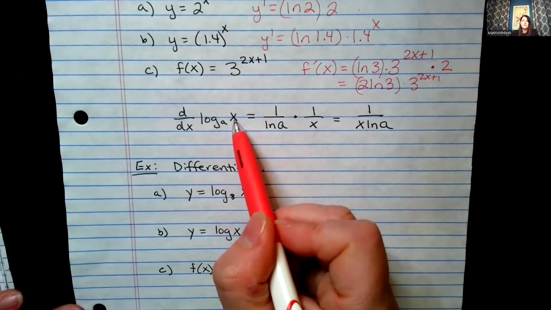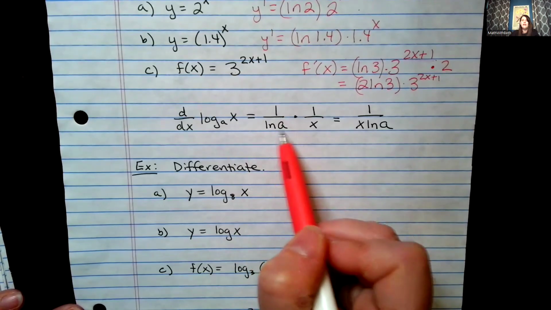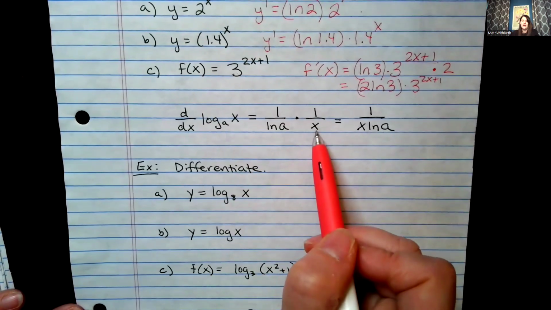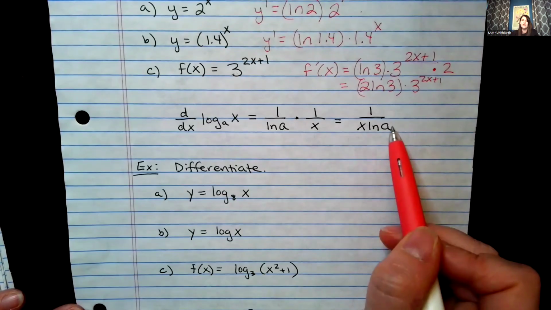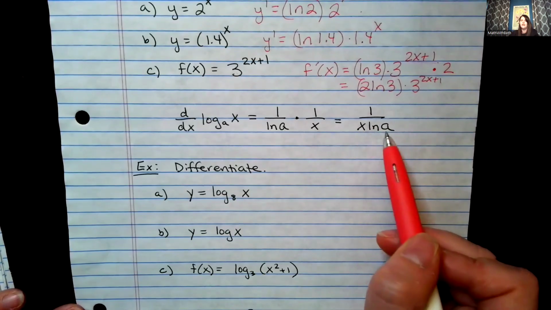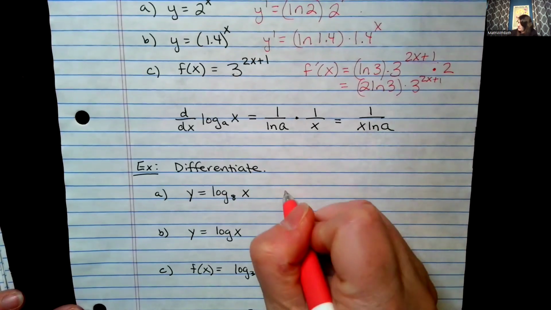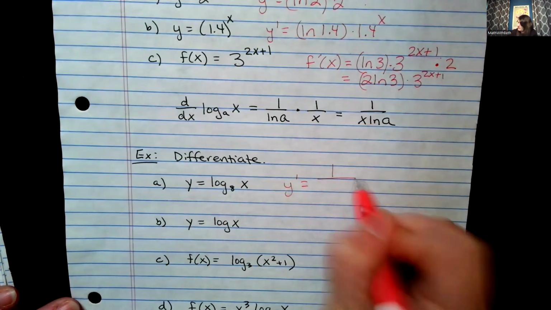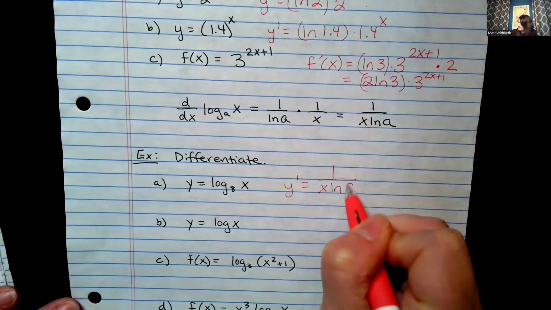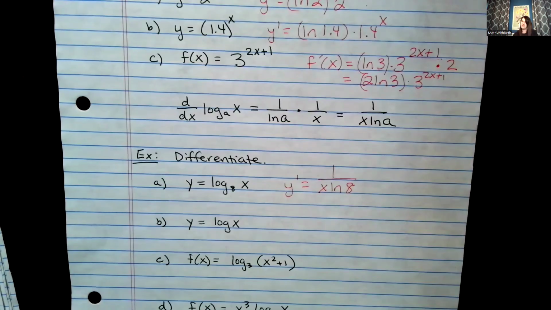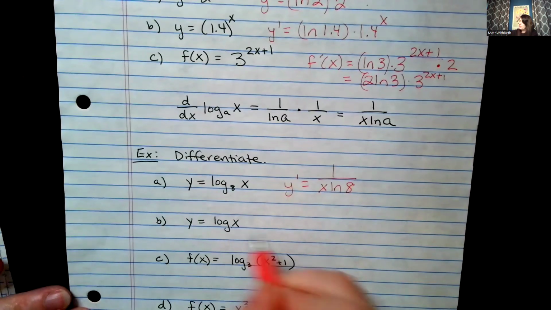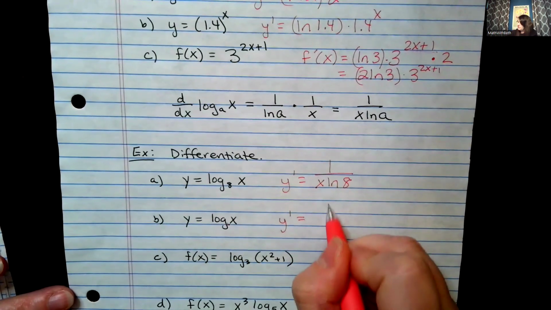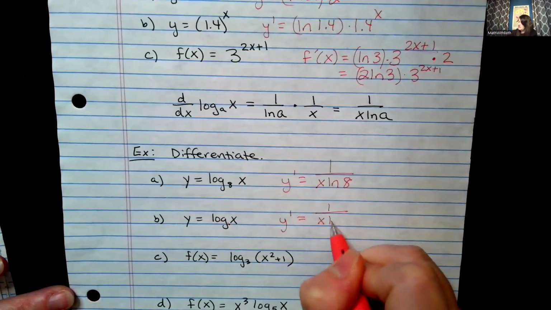So now how about if it's a log with a certain base? Log any base of x turns into 1 over ln a, so whatever that base was, 1 over ln of that, times 1 over x, which basically means you can just always go to here: 1 over x times ln of that base. Let me show you how easy that is. So log base 8 of x, I'm just going to make it 1 over x times ln 8. That's it. For the next one, there is no base, but that really means 10, right? If there's nothing there, it's a little 10. So this would turn into 1 over x ln 10.